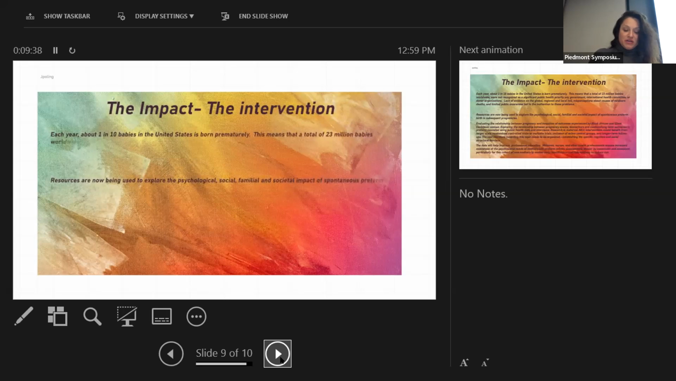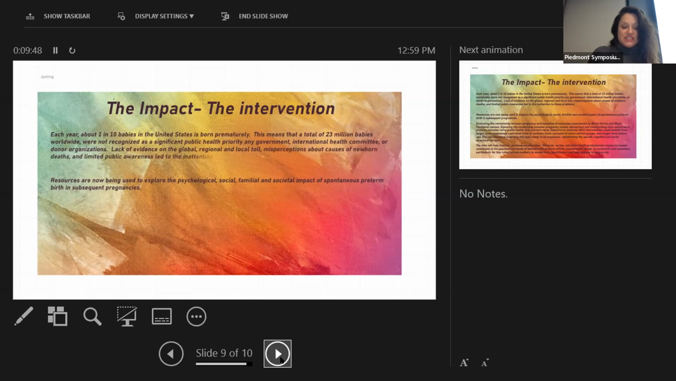The impact on healthcare is that, like I said, this is a worldwide issue. 23 million babies are born premature every year, and it's still not recognized as a significant public health priority. International health committees, donor organizations, and governments lack the evidence on a global, regional, and local scale, which can be due to misperceptions that the cause of newborn deaths and the limited public awareness lead to inattention to these particular problems.